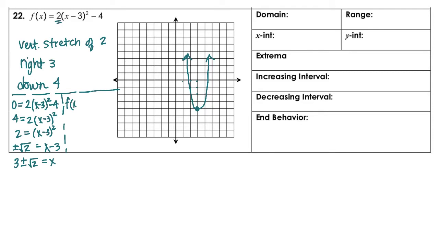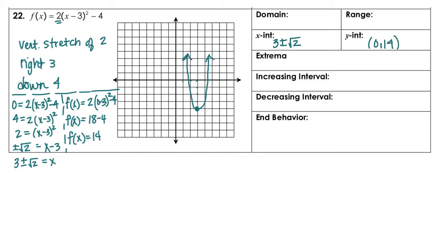So then that's going to be f of x equals 2 times 0 minus 3 all squared minus 4. So f of x equals 2 times 9, so that's going to be 18 minus 4. So our y-intercept here is going to be 14. So when we come over here for our x-intercepts, we know that that's going to be 3 plus or minus the square root of 2, or you can type it in and get some kind of decimal mess. And then your y-intercept, we found that to be 14.